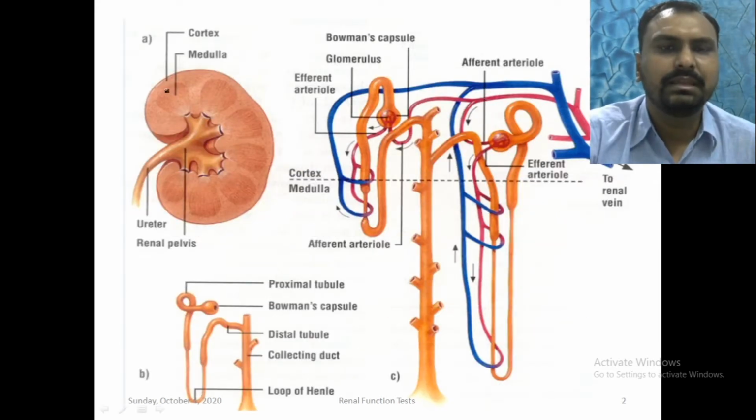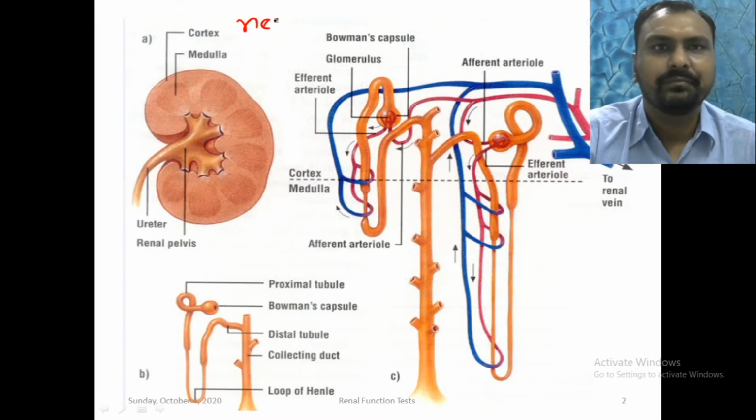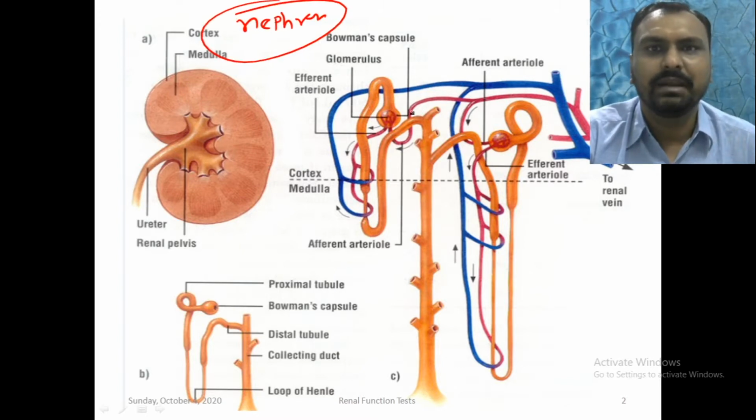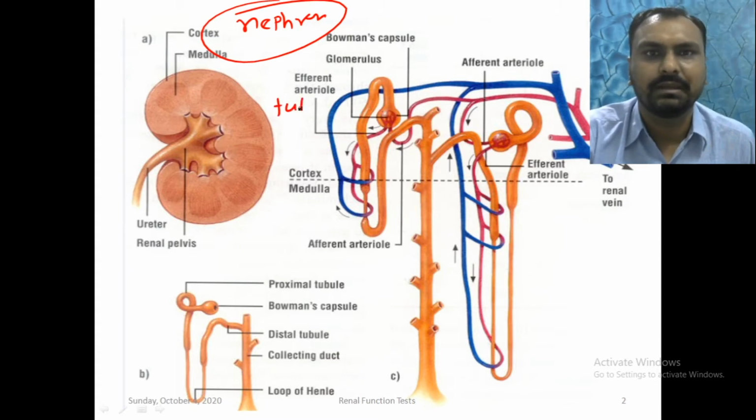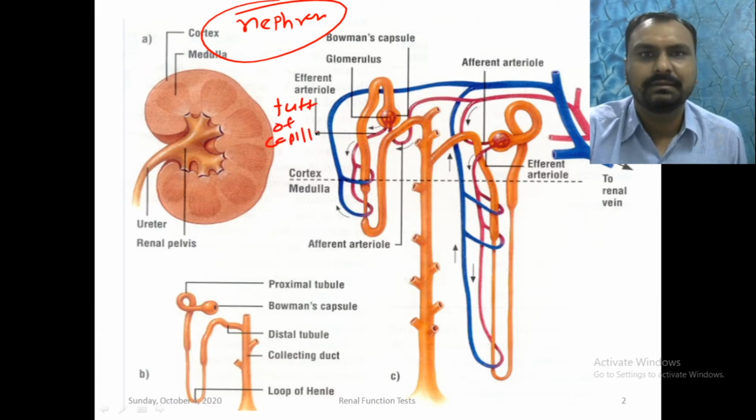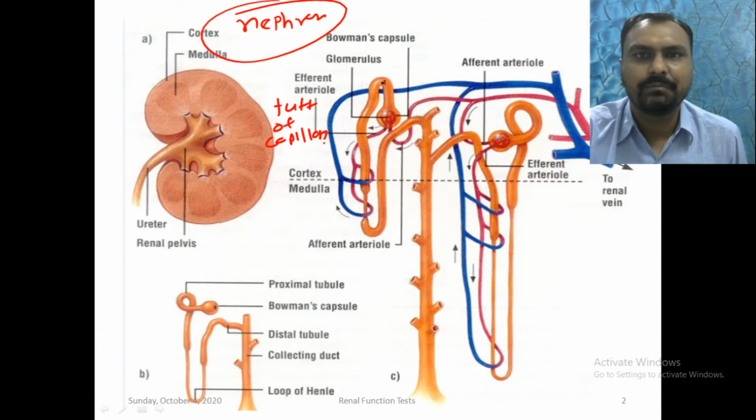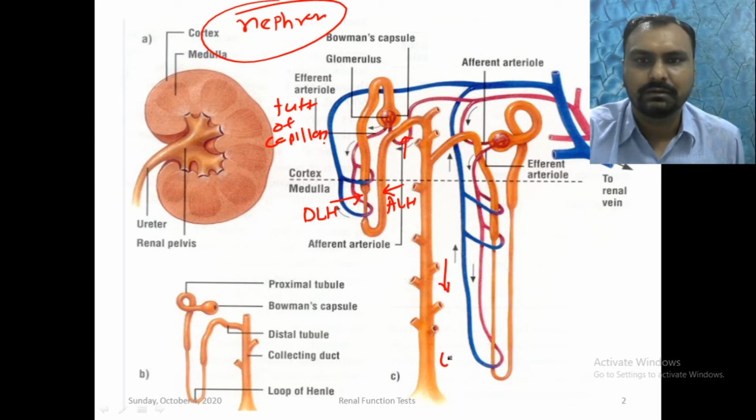So, kidney is made up of nephron. And nephron is made up of the glomerulus, which is nothing but a tuft of capillaries, surrounded by the Bowman capsule. Then we have a proximal convoluted tubule, PCT. Then descending loop of Henle, ascending loop of Henle. Then this is a distal tubule, and then collecting duct, which ultimately opens into the ureter.